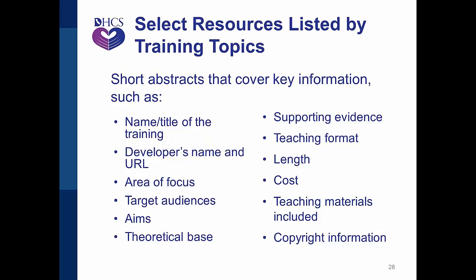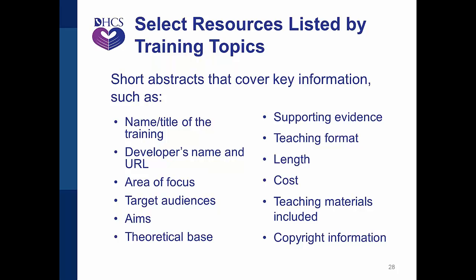As you move through the toolkit, we have selected resources listed by training topics, and we have short abstracts that cover key information for different topics, such as the name or the title of the training, the developer's name and the URL, the area of focus, the target audience, the aims of the training or resource, its theoretical base, any supporting evidence, the teaching format, whether that's in person or online or a train-the-trainer model, the length, the cost, and whether that's a cost per person or a cost to work with an agency or a developer to provide that training to you. If there are teaching materials available or included that you can download or not, or if that's part of the cost that you pay for, and if there's any copyright information. So that's the way we approached this, so that we could basically give that snapshot of information to you.